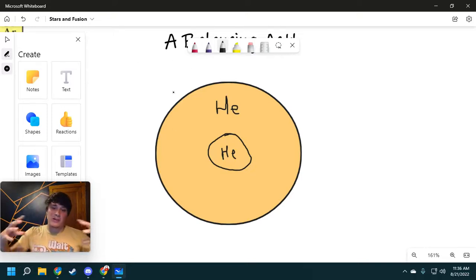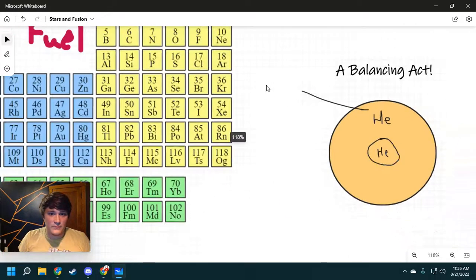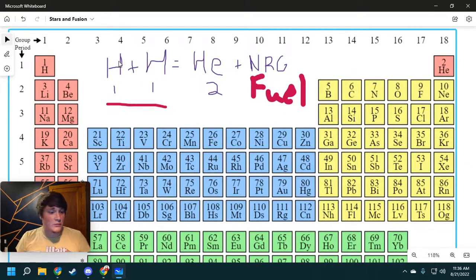So now the star is a lot bigger. Gravity has a lot more pressure on it. So we start converting the helium into something else. So let's go back to our periodic table. Now all of a sudden, instead of fusing hydrogen and hydrogen to get helium, we might be converting, let's say, hydrogen and helium to get lithium. A 1 plus a 2 gives us a 3. Or maybe we're converting helium and helium to get a 4, beryllium.